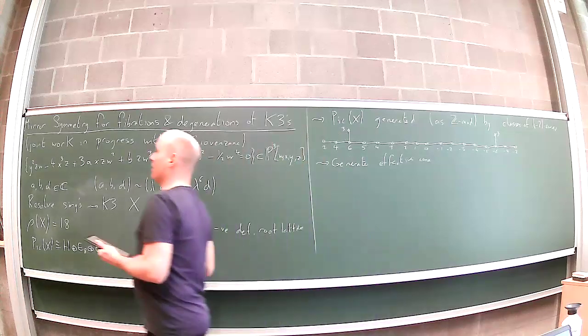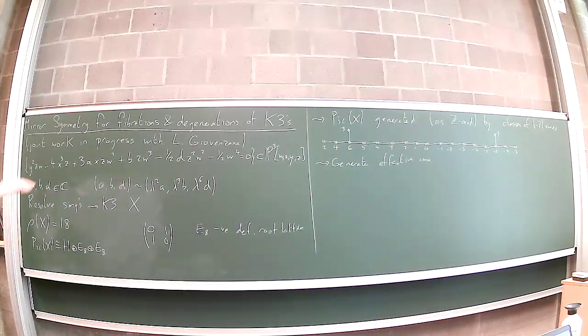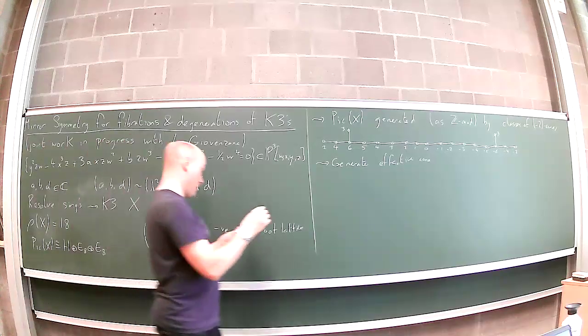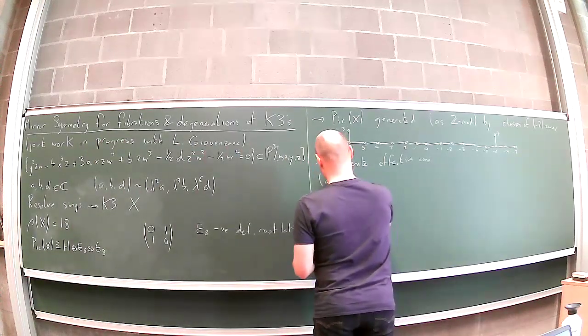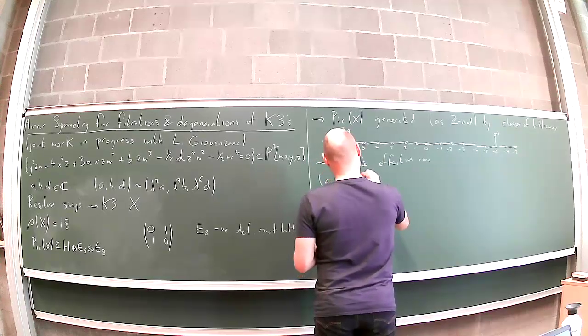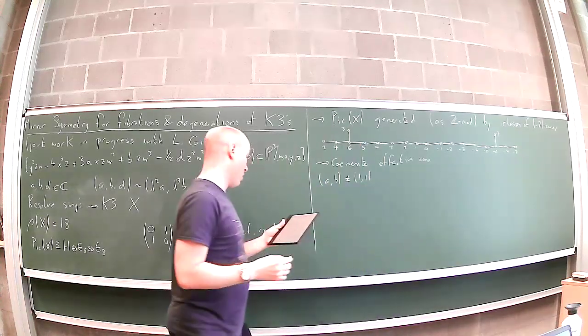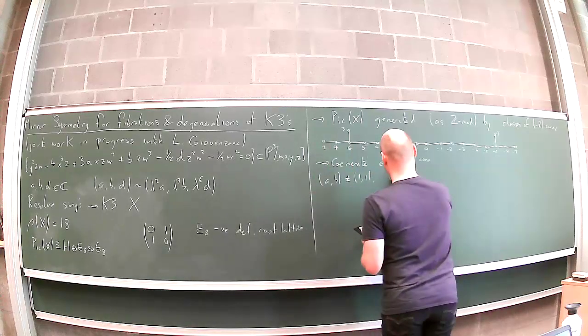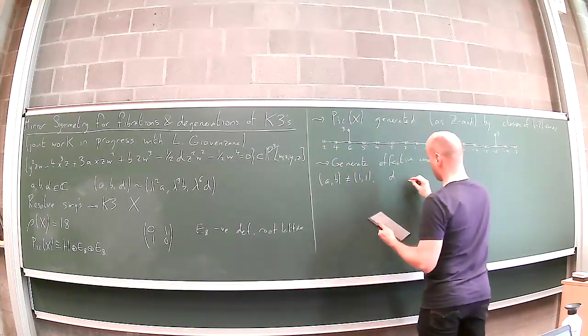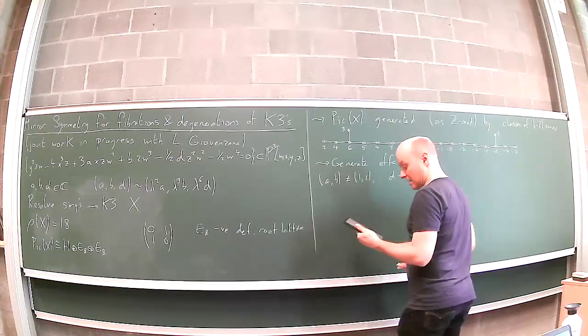So what am I going to do now? That's the kind of geometry of the general member of this system. Now I'm going to degenerate this. I'm going to take A, B to be not 1, 1. And because this gives me a special case, I'm going to take D going to 0.